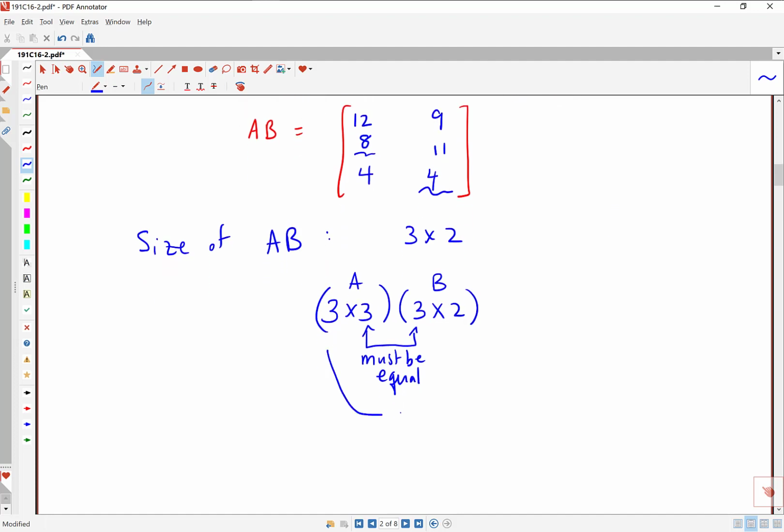So those inside numbers must be equal. And then the outside numbers predict the size of the product. So the size of AB just comes from looking at the first and the last number here, 3 by 2. And sure enough, AB is 3 by 2. So that's how we can predict the size of AB in advance.